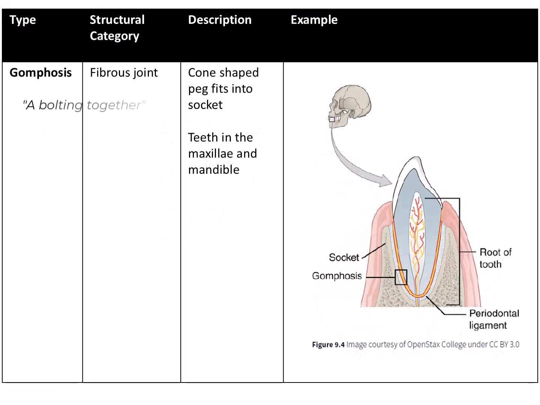A gomphosis, which means a bolting together, is a peg and a socket type joint. The tooth sitting in the maxilla or the mandible represents a gomphosis. The periodontal ligaments are small fibrous areas that hold the teeth in place and create a joint.